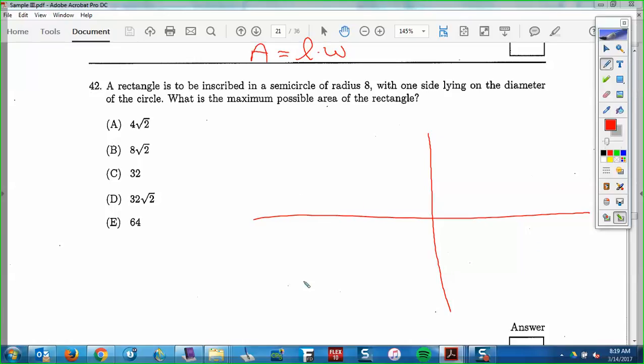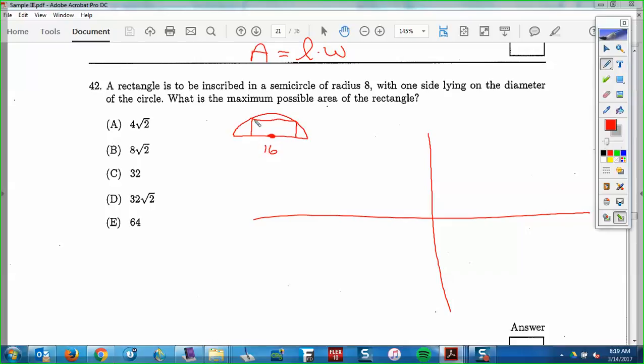I think a lot of times it's good to put it on an axis here. You may not have to do that, but it says radius 8. So maybe you don't have to. If you want to, it's inscribed in a semicircle. Let's look at it. Okay, so here'd be a semicircle of radius 8. So this whole thing would be 16. Here'd be a rectangle that would be inscribed in there. Okay, so you could do that.